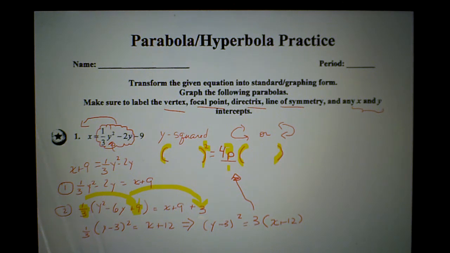4p. So I say to myself over here, self, the vertex is not equal to 3, negative 12, right? The x-coordinate of the vertex is with the x, negative 12. And the y-coordinate of the vertex is with the y, and that's a 3. And then I know that 4p is equal to 3, therefore p must be equal to 3 over 4.